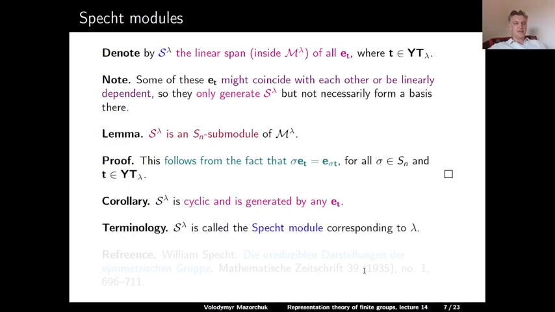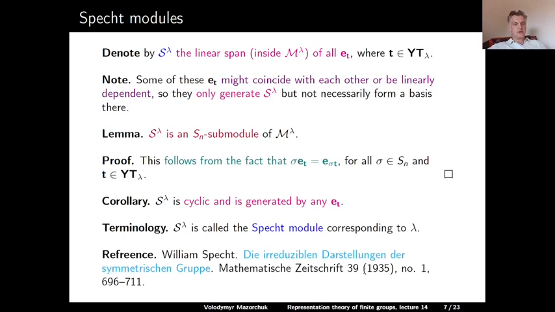So S^lambda is called the Specht module corresponding to lambda. And these modules were first defined and studied in the paper by William Specht from 1935, which is called "The reducible representations of the symmetric group."